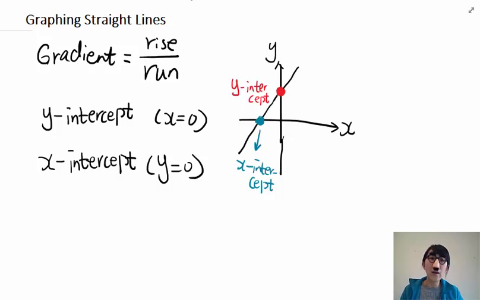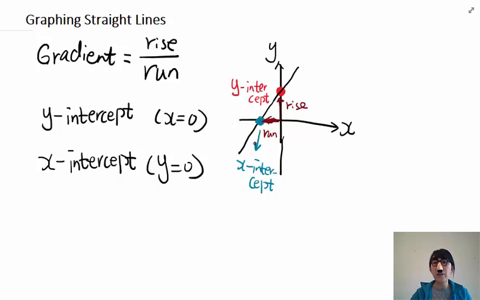Alright, now rise and run. Rise means how tall it can go, so it goes up along the y-axis. So this is called rise. And run refers to going in the horizontal direction, on the x-axis. So here, this refers to run.